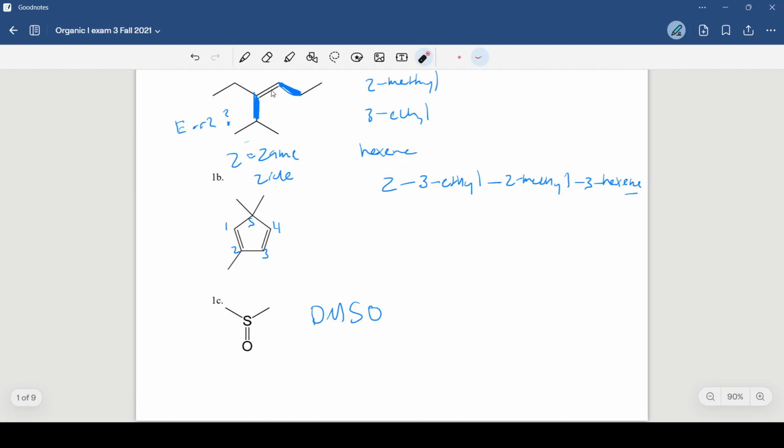So now we just put it together. We have 2,5,5-trimethyl, and then cyclopenta-1,3-diene. Or you can do 1,3-cyclopentadiene. Either one works.